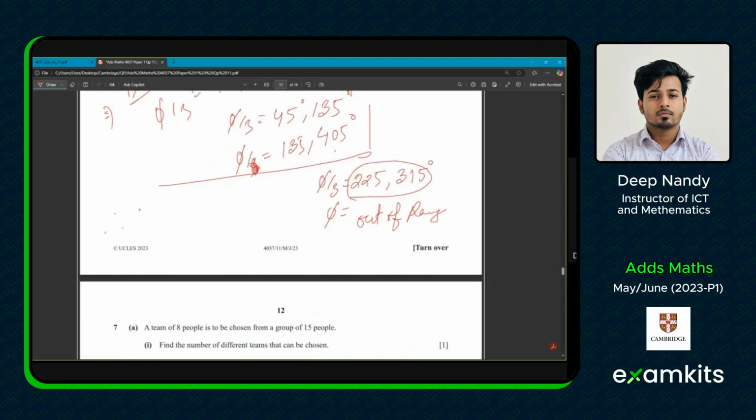So therefore, phi equals minus 135, 405, minus 405, 135, 405, and that's all. Both sides have the same repetition values and we don't need to calculate this one.